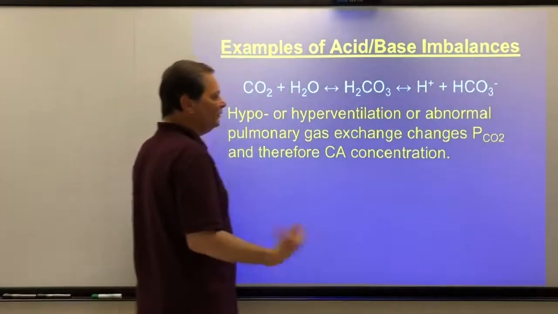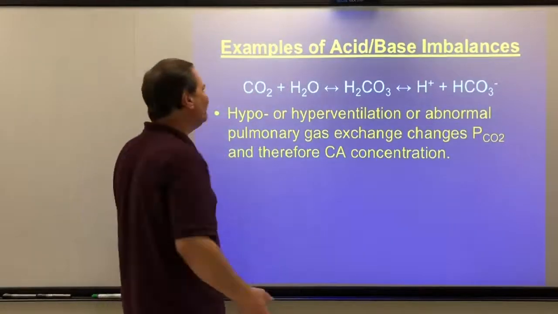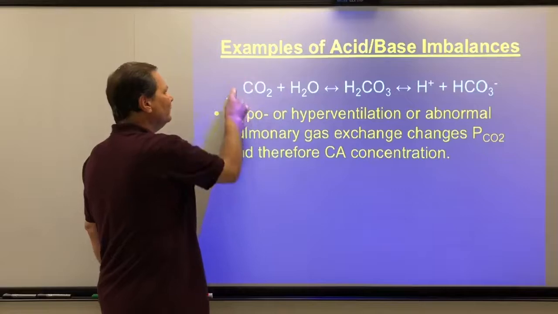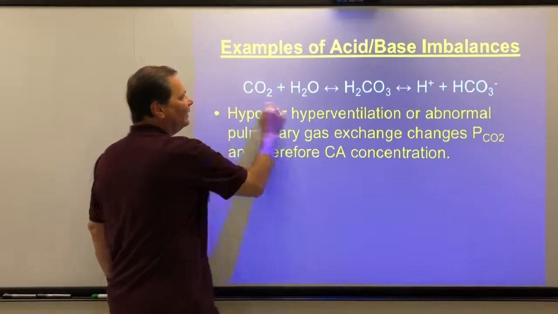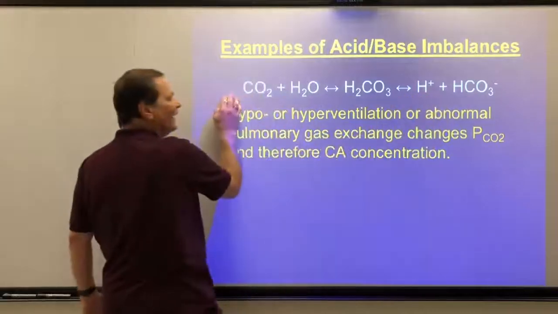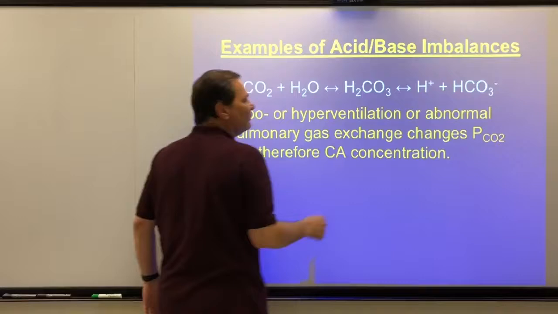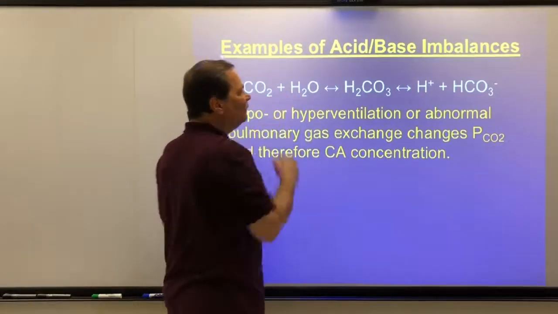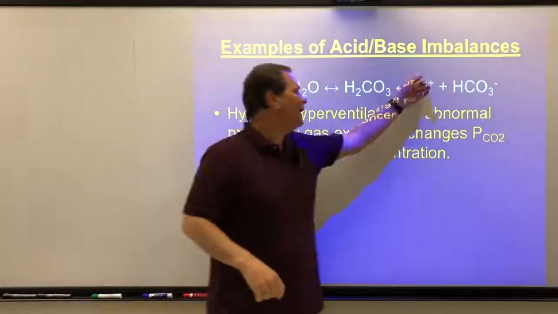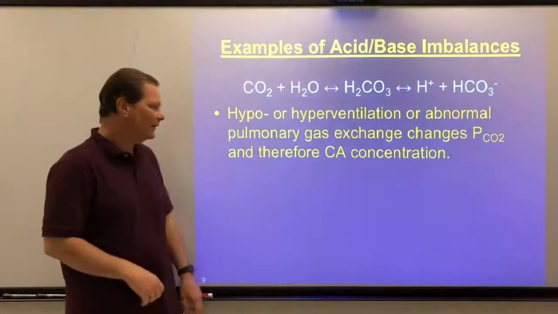If the CO2 drops, because for instance you've increased your respiration rate and blown off more CO2, then this equation will be pulled to the left, so that more bicarbonate will combine with more hydrogen ions and you'll generate more water and CO2. And so your pH will go up and your hydrogen ion concentration will drop in that case.